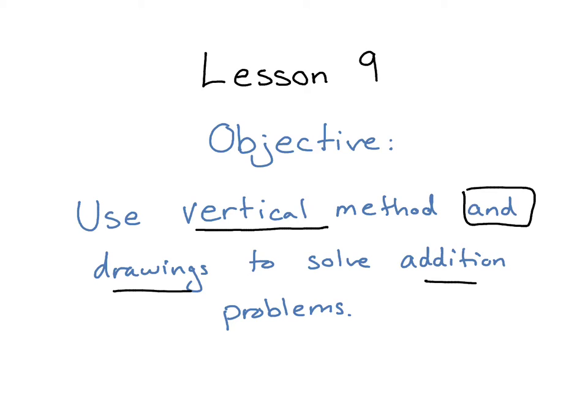So let's break that down. Let's look at that vertical method again. Remember, vertical goes up and down. So that means we're adding numbers and we're stacking them up and down to solve. So we're going to use the vertical form. And that keyword there, drawings, to solve addition problems. So we're also going to draw these numbers in our place value charts. And they're all going to be addition. So they're all going to be adding problems today.